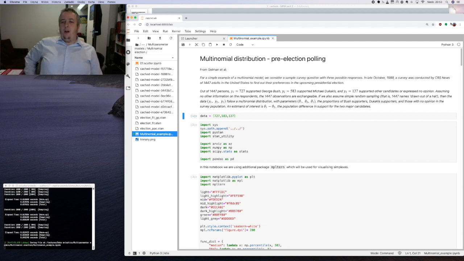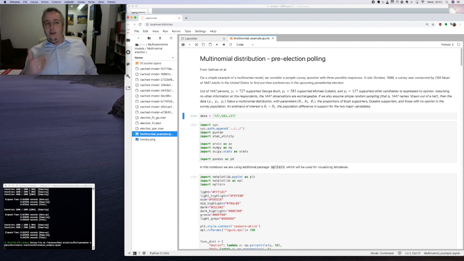However, from this survey, 727 people have supported George Bush, 583 people supported Dukakis, and 137 gave votes that were either supporting third-party candidates or expressed no opinion. So we start with this very simple model in order to estimate the probabilities depending on the outcome of the election.